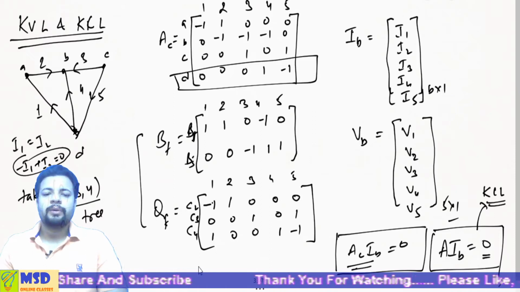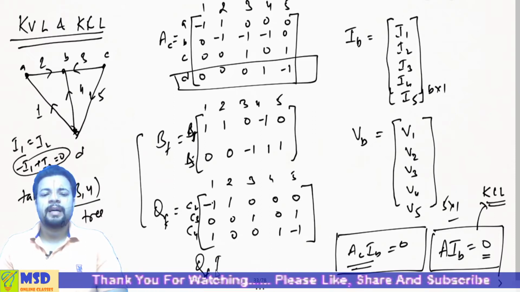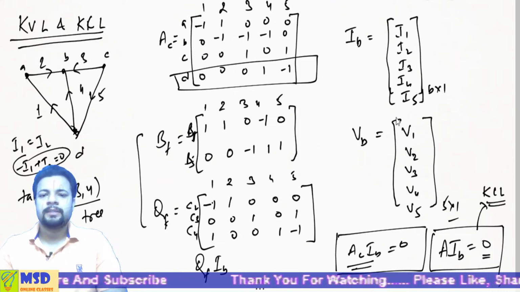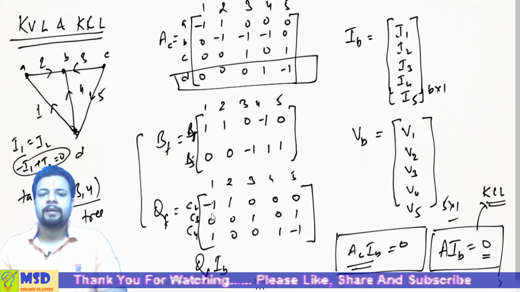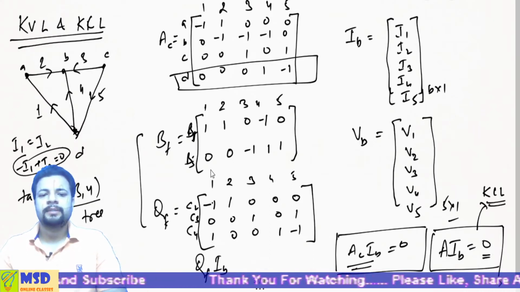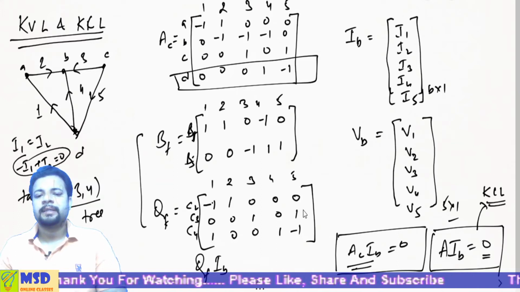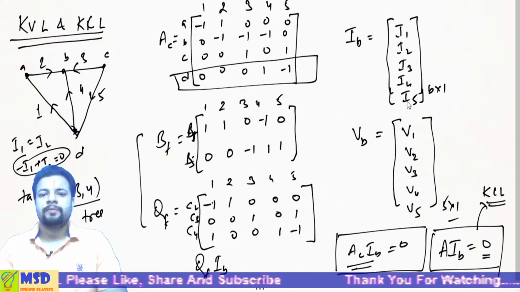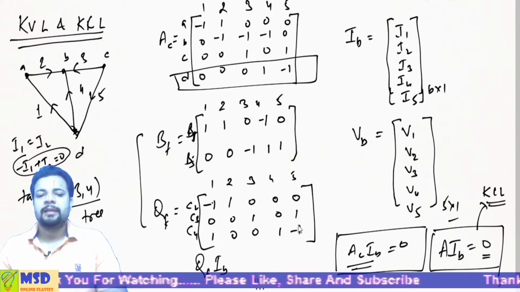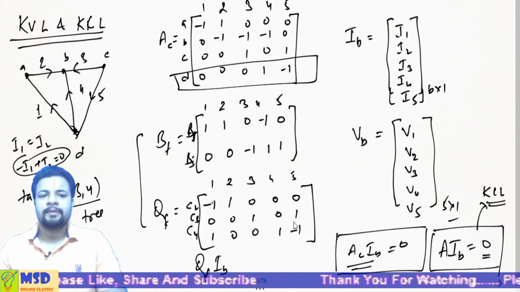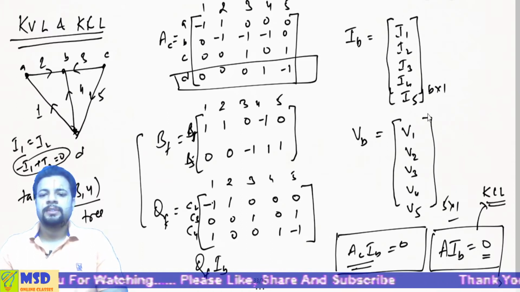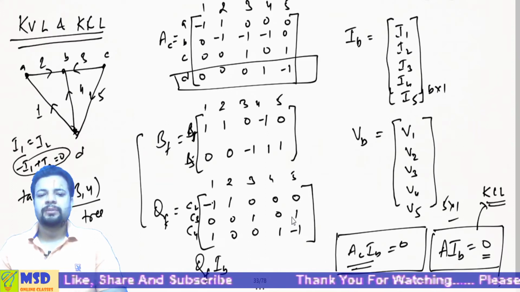This is KCL in your graph theory method. Similarly, if you multiply QF with IB, see what happens: multiplying this with this, I get minus of I1 plus I2. Again it is KCL at node A. If I multiply this second row with this column, I get I3 plus I5. So see, KCL at node C.